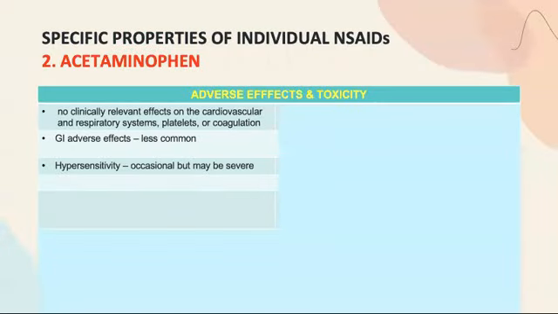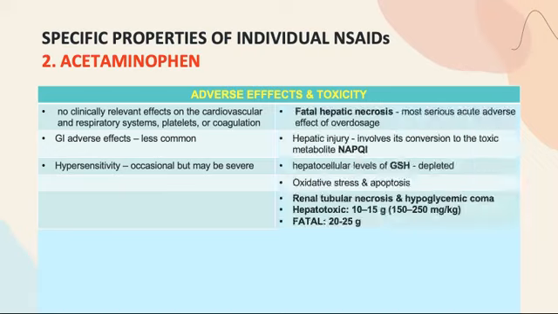Acetaminophen usually is well tolerated. Therapeutic doses of acetaminophen have no clinically relevant effects on the cardiovascular and respiratory systems, platelets, or coagulation. The GI adverse effects are less common than with therapeutic doses of NSAIDs. Rash and other allergic reactions occur occasionally, but these are more serious and may be accompanied by drug fever and mucosal lesions. The most serious acute adverse effect of overdosage of acetaminophen is a potentially fatal hepatic necrosis.